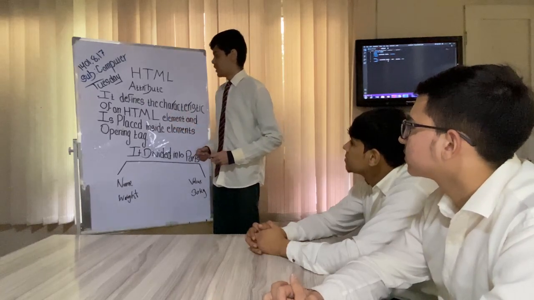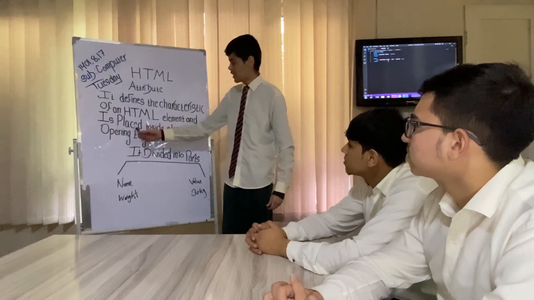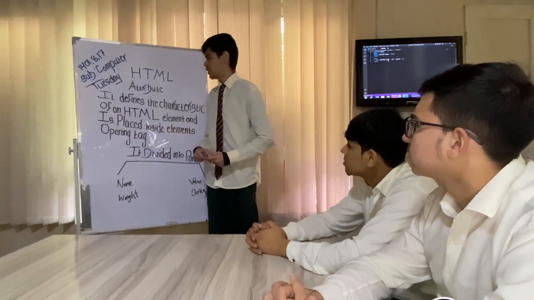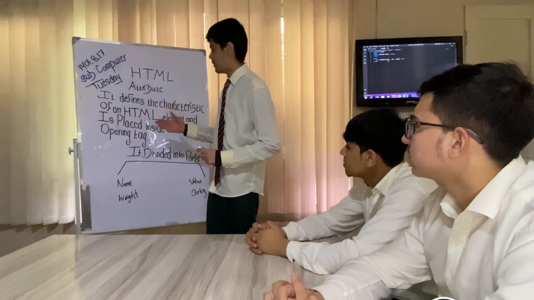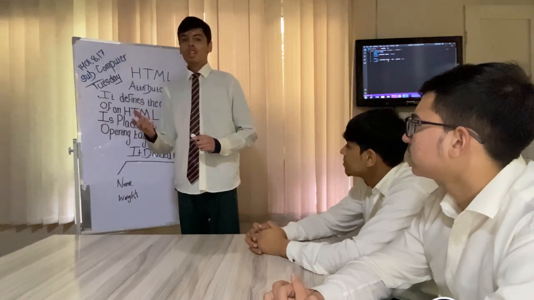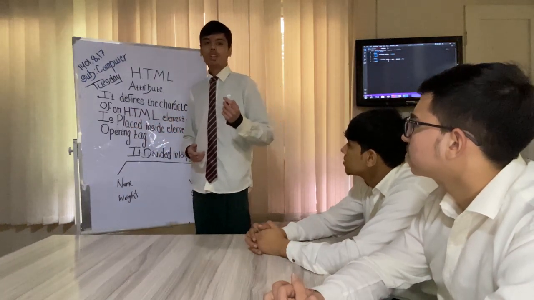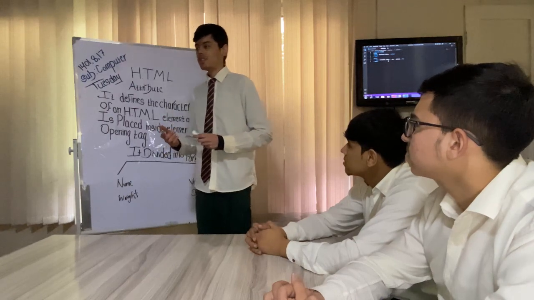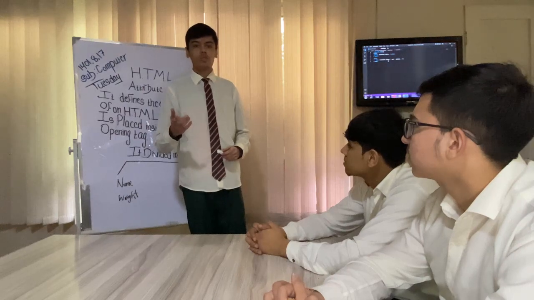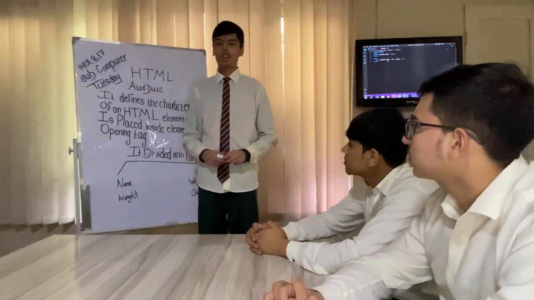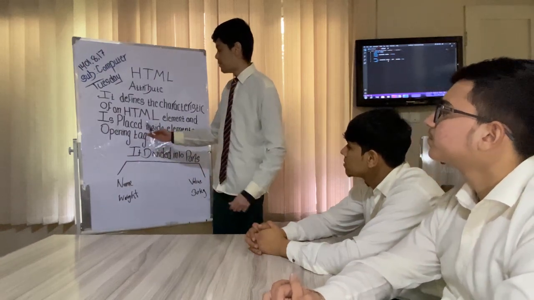HTML attribute defines the characteristics of an HTML element and is placed inside the element's opening tag. What this means is that it defines the characteristics of an HTML element. For example, we write a simple word called school, and once we take our cursor to that word, it will give us more description of that specific word, and it's placed inside the element's opening tag.